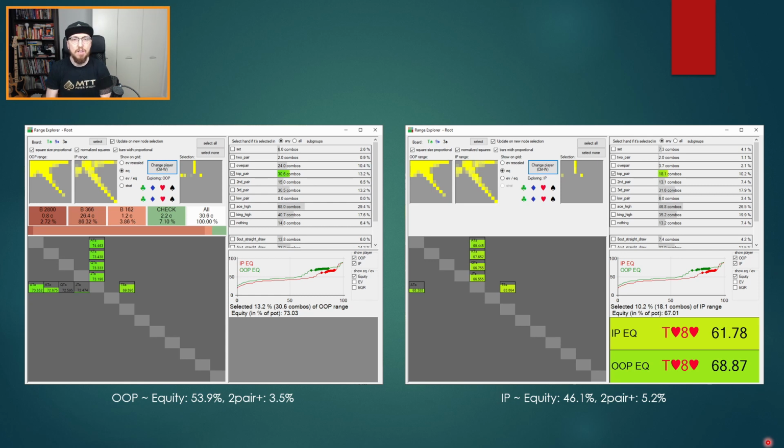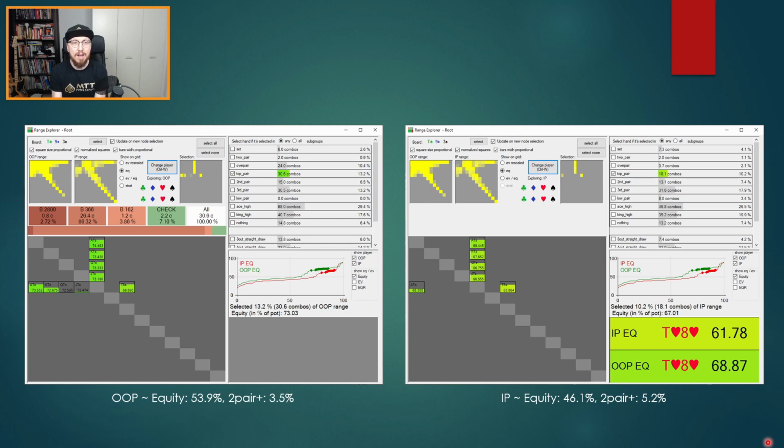And then you can see that I've highlighted top pair. So I already talked about this a moment ago, but as the out of position player, 13.2% of our range is top pair, versus 10.2% for the in position player. But there's other things that are driving this as well.